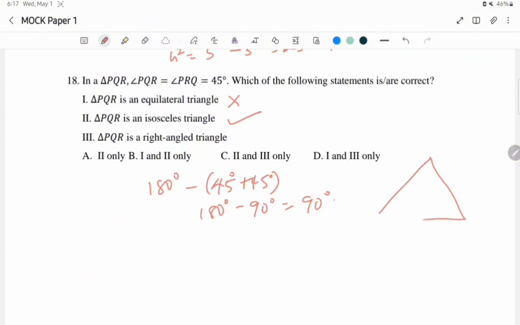So if we even sketch it, if this place is 45 degrees and this place is 45 degrees, that means definitely this place is 90 degrees from what we calculated. That means this is also correct. So the answer is 2 and 3 only, option C.